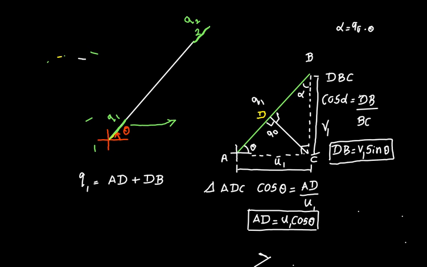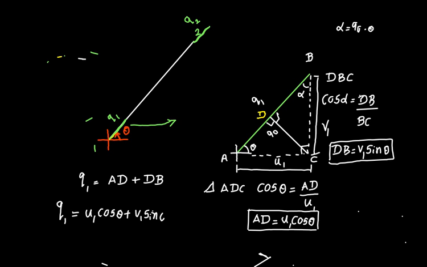All I have to do is plug this value here for AD plus DB, so I can rewrite this expression as Q1 is equal to AD, which is U1 cos theta, plus DB, which is V1 sine theta.